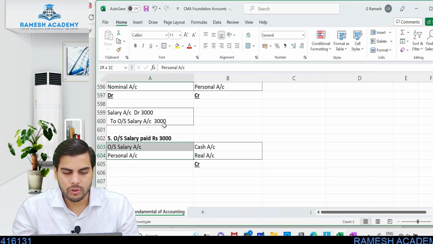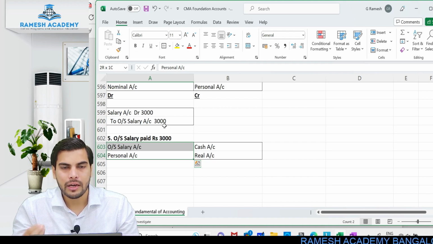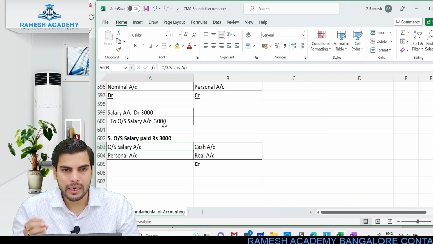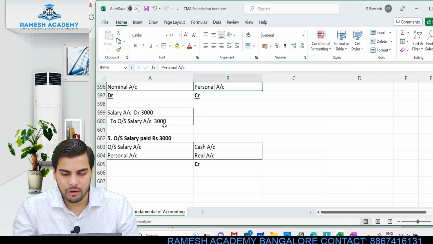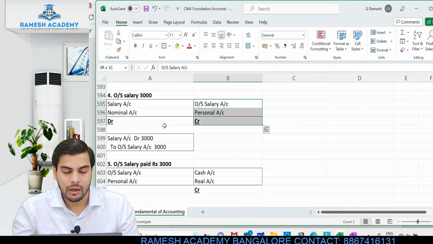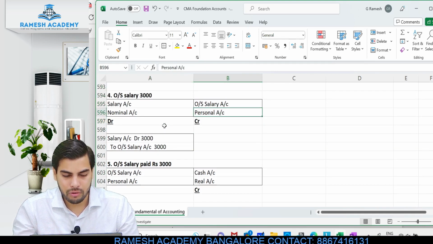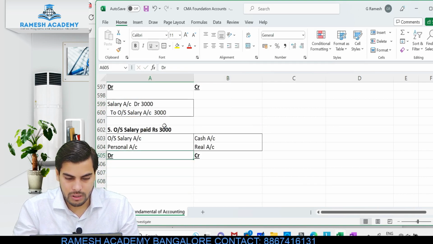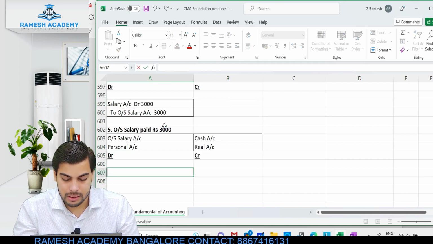So what about outstanding salary? It is a personal account. The rule of personal account says debit the receiver, credit the giver. So outstanding salary over here would be representing the employee's account, to whom I am paying the salary now. Earlier they gave us the benefit, so credit the giver of benefit. Now when the company is paying this 3,000, don't you think they will be receiving the benefit? So I will be debiting this outstanding salary. So the entry would be like this.